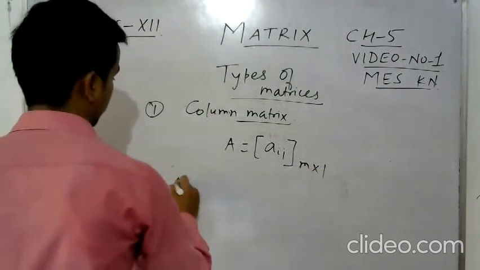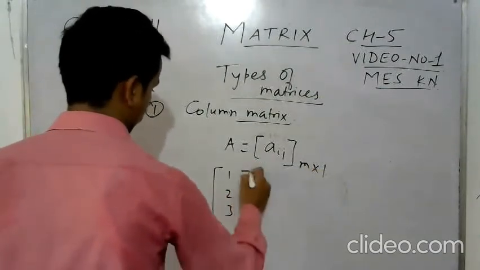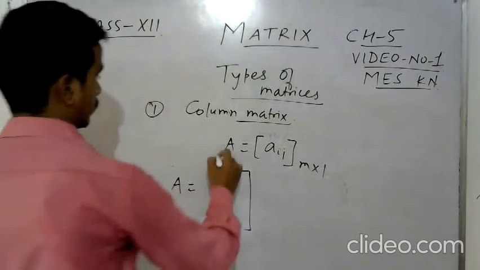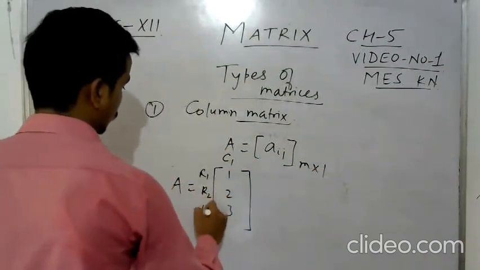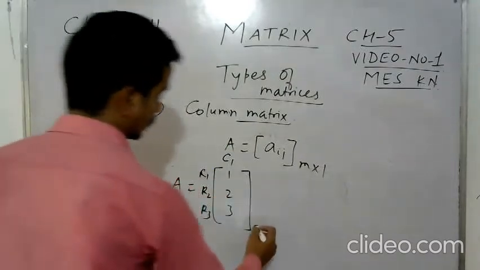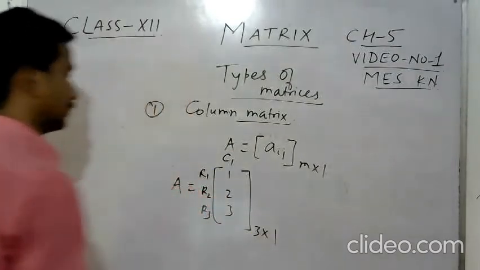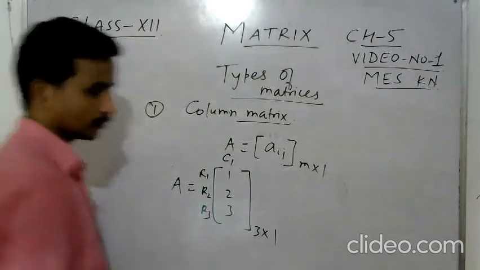For example, A equals 1, 2, 3. So this is a column matrix which has only one column, and how many rows? Row 1, row 2, row 3. There are 3 rows. So what is the order of the matrix? Order will be 3 by 1. So this is an example of column matrix.